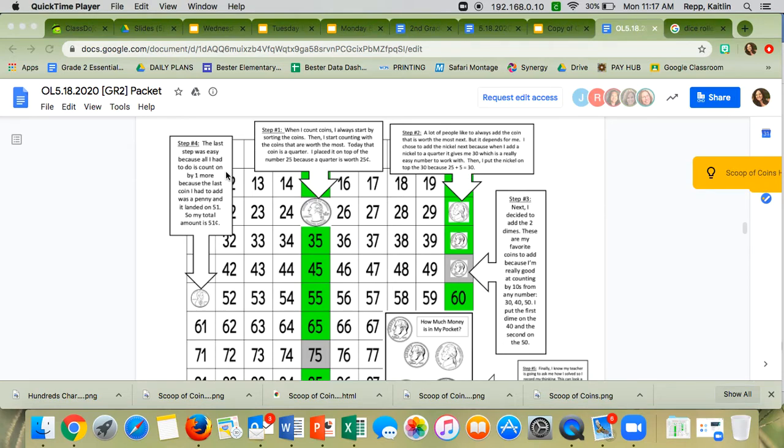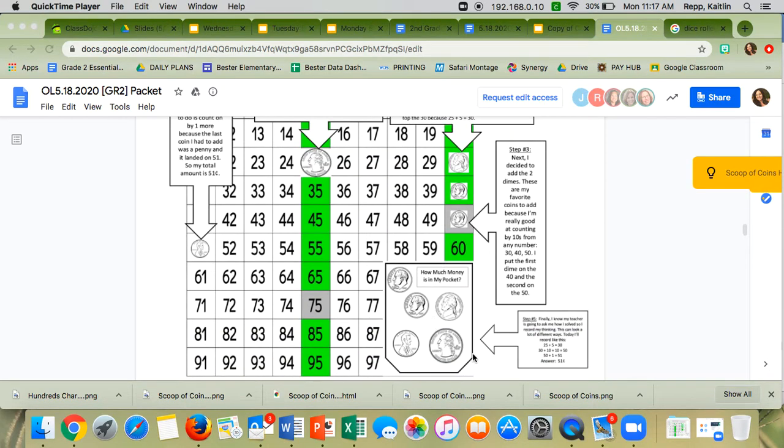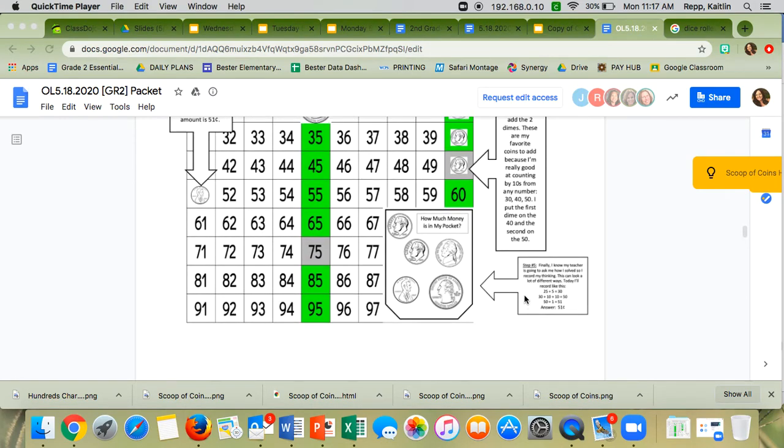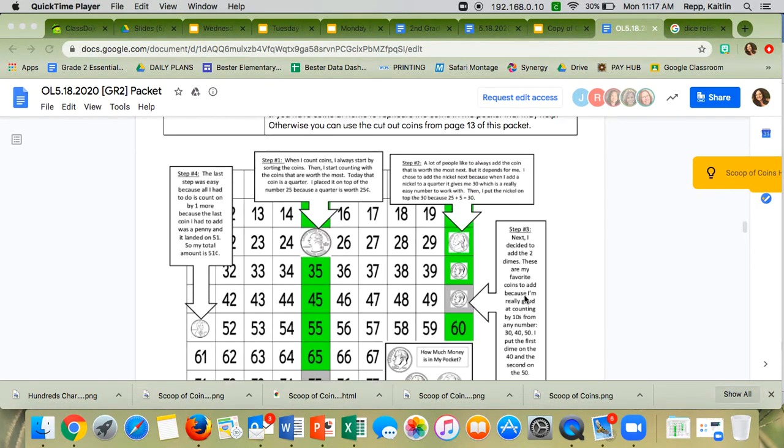Step number 4. The last step was easy because all I had to do is count on by one more because the last coin I had to add was a penny and it landed on 51. So the total amount was 51 cents. So how much money is in the pocket? 51 cents.